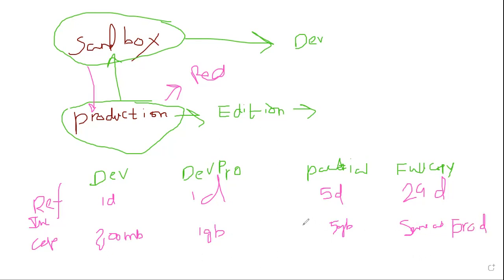Okay, so that is about storage. Coming to storage, in a Developer edition we get maximum storage of 200 MB. Coming to Developer Pro, we have 1 GB of storage. Coming to Partial Copy, we can store up to 5 GB, a maximum of 5 GB storage. And coming to the Full Copy sandbox, it is same as production. However much storage is available in production, that much storage will be available in the Full Copy sandbox.